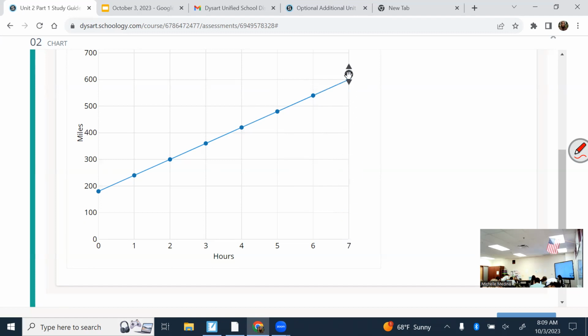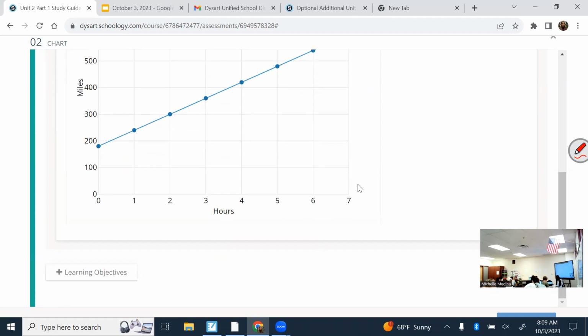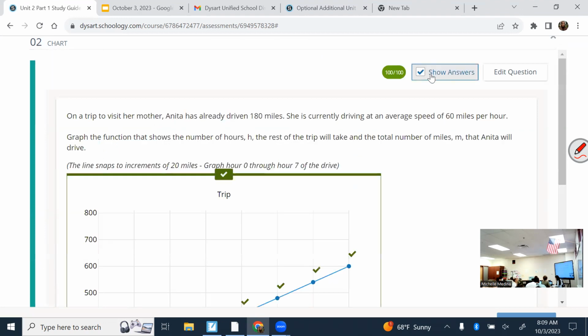So then all the way up here. Oops, right there. And then you should have a straight line. This unit, all we've been looking at are straight lines. My slope is 60. My y-intercept is 180. Let me make sure that marks it all right. And it did.